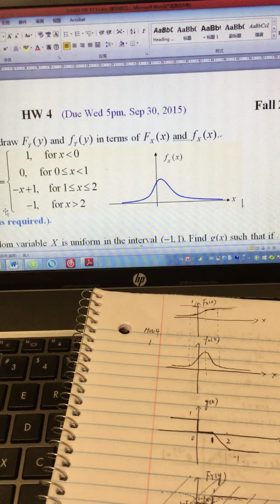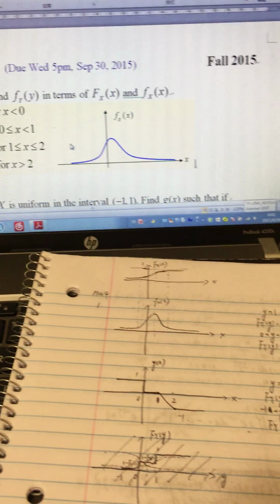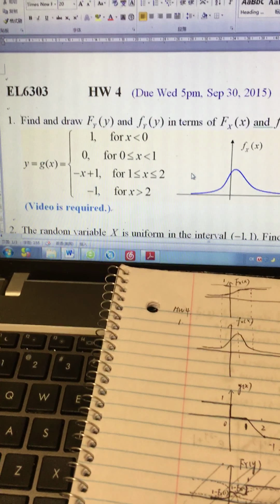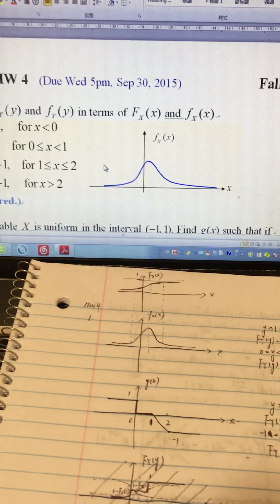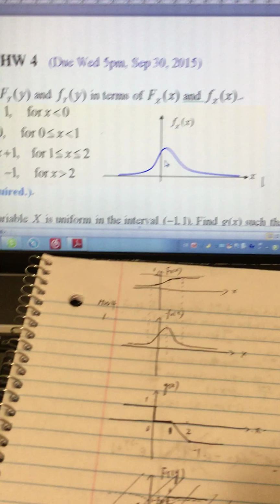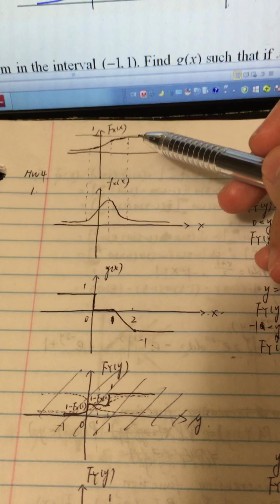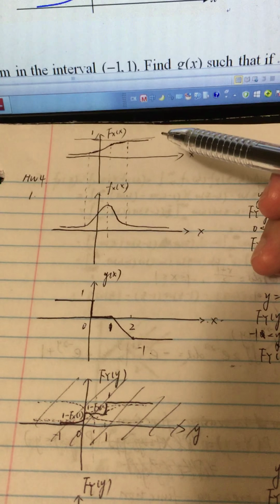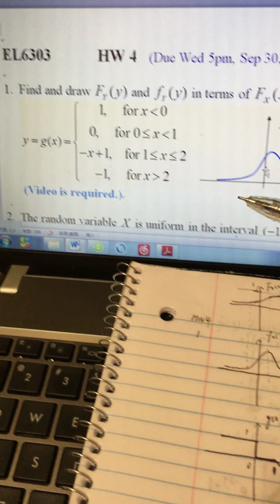The first question is: find and draw capital Fy and small fy in terms of capital Fx and small fx. It gives us the value of the function gx in the separate ranges of x and the diagram of small fx. Based on the diagram of fx, we could draw the diagram of capital Fx, which is an increasing function. And we could draw the diagram of gx based on the expression offered in the question.